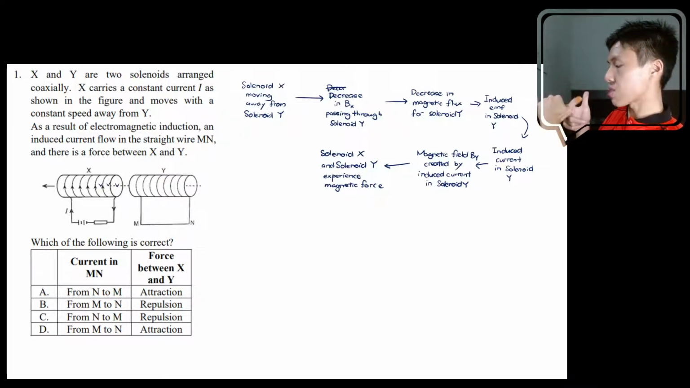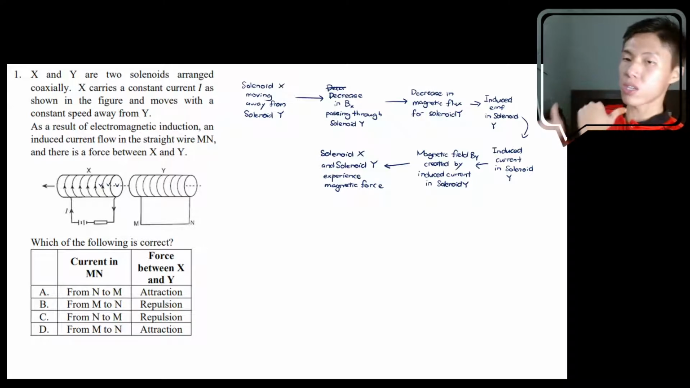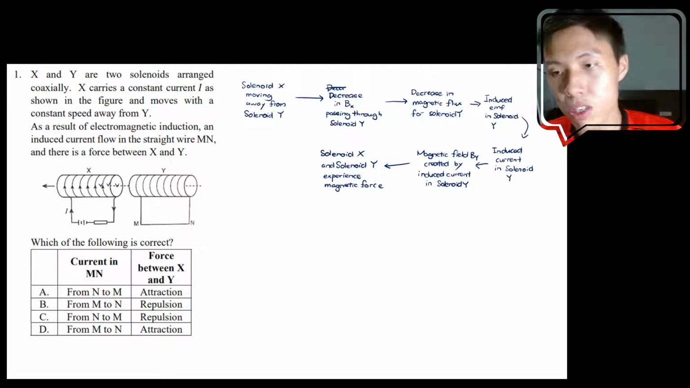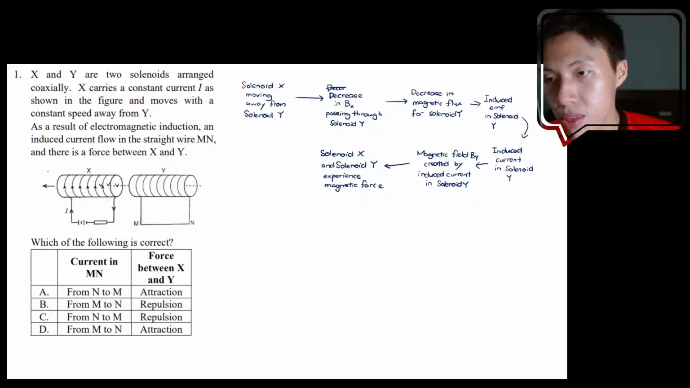In that case, your thumb will be pointing to the left. Because your thumb is pointing to the left, your left hand side will be the north pole and your right hand side will be the south pole. When we say north and south, what it means is when you draw your magnetic field, right?